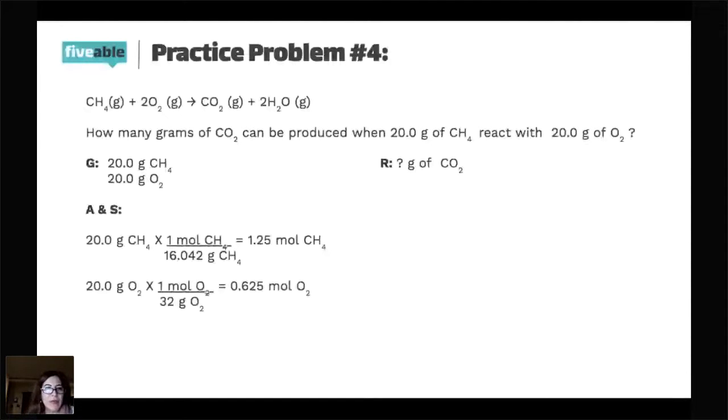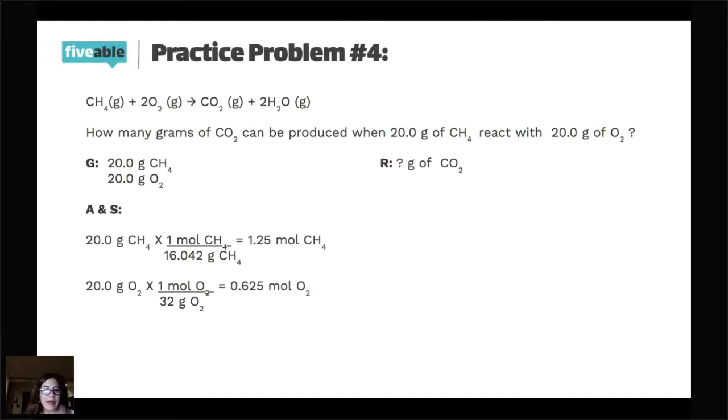If the ratio of the equation is 1 to 2, if methane you have 1.25, how much would you have of oxygen? You would have double of this amount, right? You will have 2.50, but you have much, much less. So oxygen would be your limiting reactant.